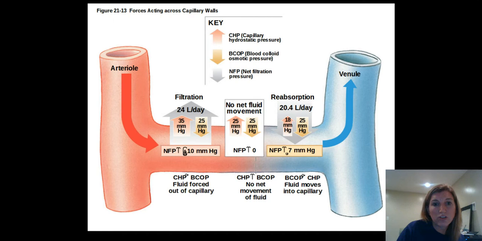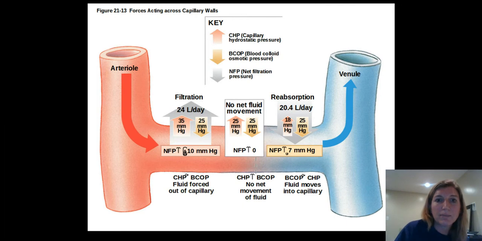Filtration happens on the arterial side of the capillary bed. Obviously, this is a dumbed down version of a capillary bed. There'd be lots of precapillary sphincters and all that stuff going on here, but it's simplified so that you can focus on the action of the capillary bed. You have filtration taking place here. Why is filtration taking place? Filtration is taking place because that capillary hydrostatic pressure is pushing more stuff out, right?